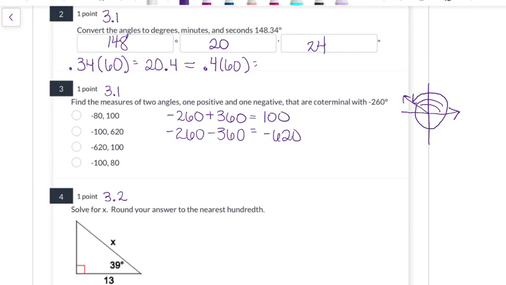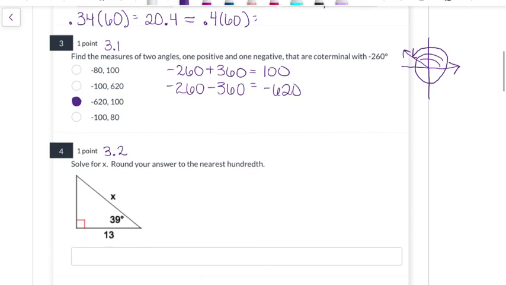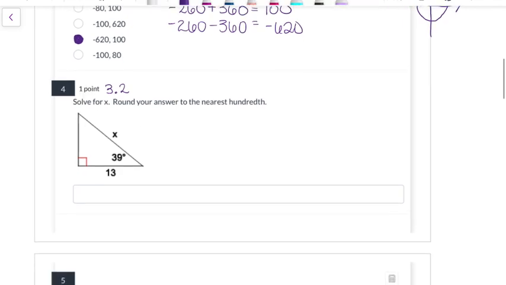So the rule there is to just keep adding or subtracting 360. And 360 because that's a full circle, so 360 degrees. If for some reason it were ever in radians, it would be 2 pi.